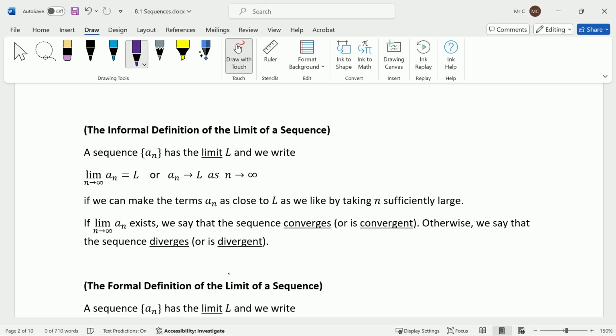So again, intuitively, what we're saying when we talk about a limit of a sequence is the terms get arbitrarily close to some fixed number, L, as long as we take big enough values of our input, n.